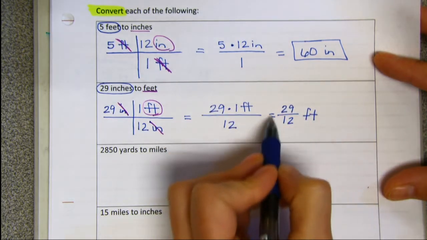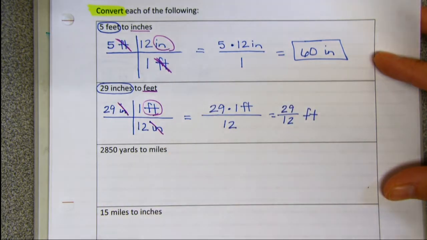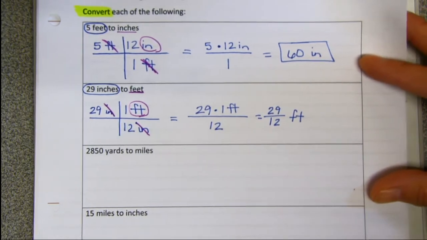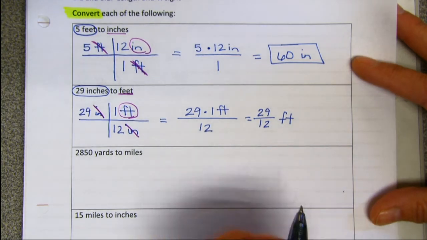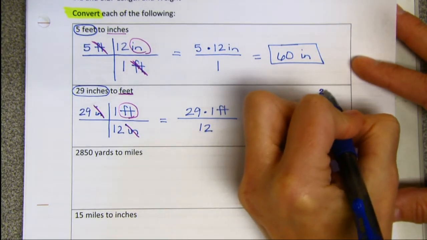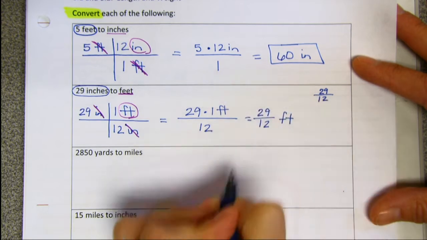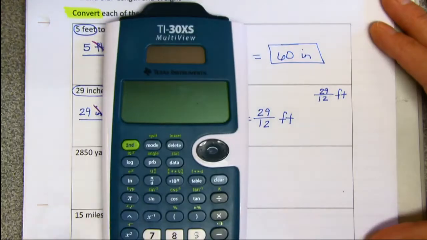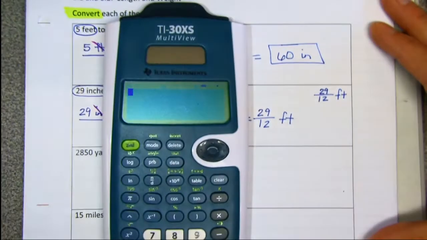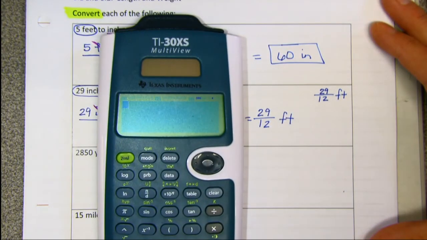Now, this can be written 3 different ways, and you will need to be careful in WebAssign to follow the directions for the way that they want it. So as left as improper, it would be 29 over 12 feet. Now, if you remember in your calculator, you can convert that. So let me put that in fractional form, 29 over 12.